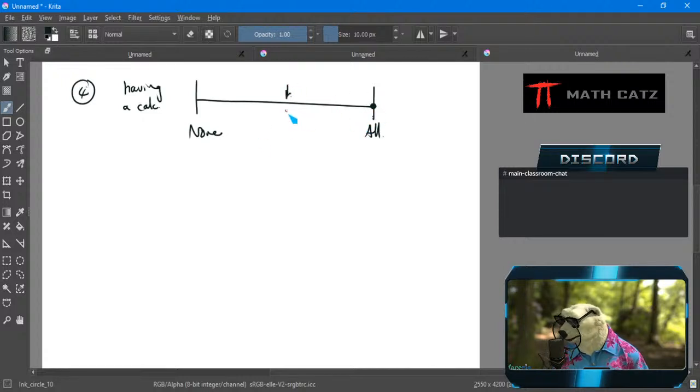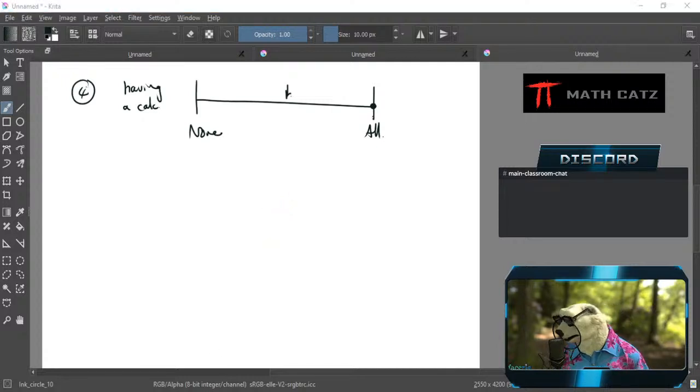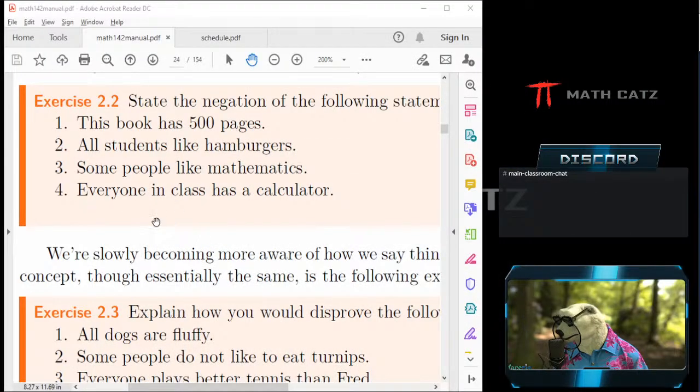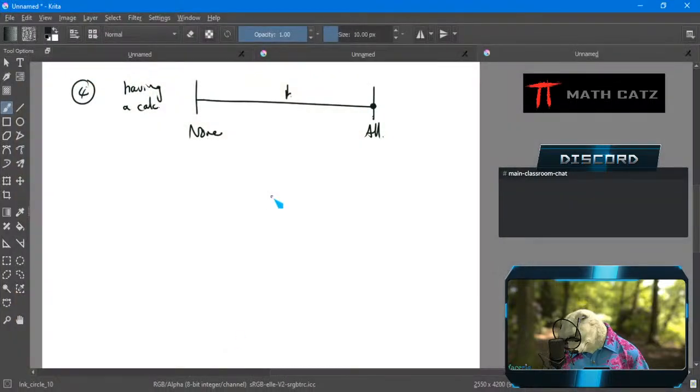So let's suppose I'm here at a 50-50 situation. I survey my class. Half of them have calculators, half of them don't. Someone makes the statement, everyone in class has a calculator. True or false? Again, it was true or false, not silence. It's a 2-option question. False. Yes, false.